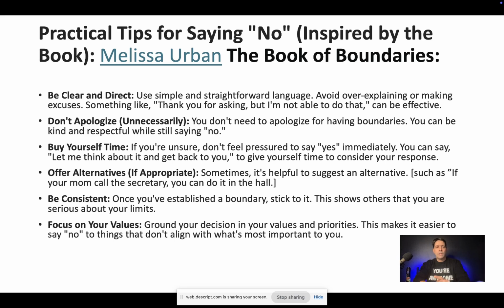Buy yourself time. If you're unsure, don't feel pressured to say yes immediately. You can say, "Let me think about it and get back to you." Give yourself time to consider your response. Offer alternatives if appropriate. Sometimes it's helpful to suggest an alternative.